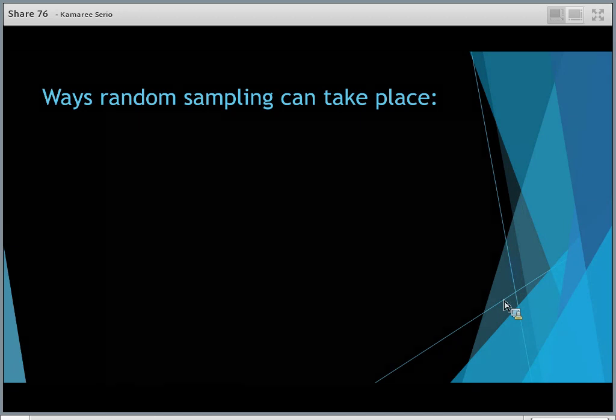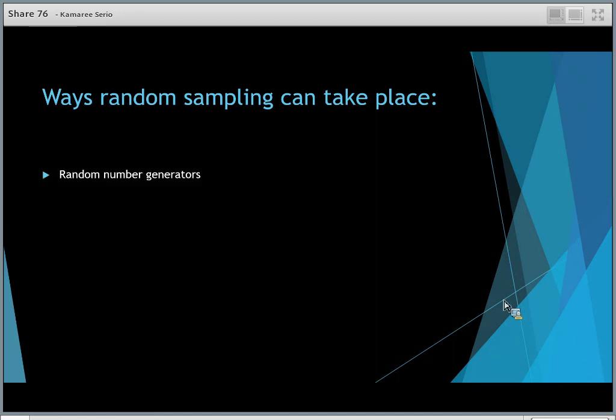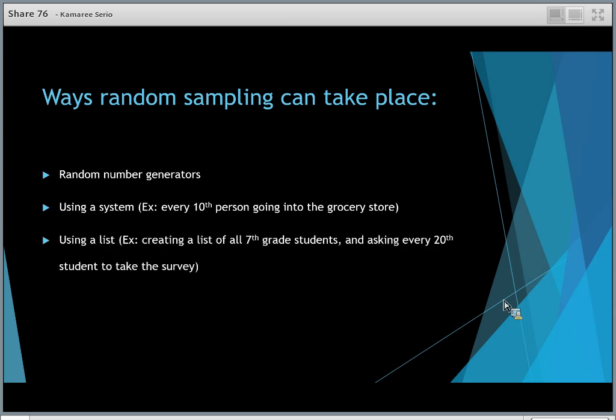Ways random sampling can take place. You can use that number generator we saw on the other slide. You can use a system. So you can say, for example, every 10th person going into a grocery store or every 5th person that leaves the mall, anything where you're using a system. Or you could use a list. So you could create a list of all the 7th grade students and then ask every 20th student to take the survey. So this one kind of combines those last two.